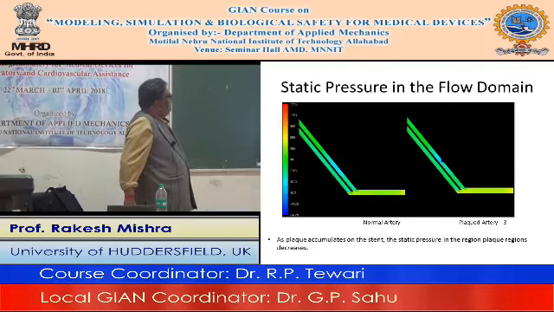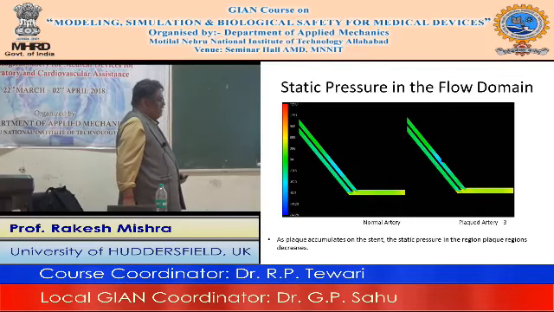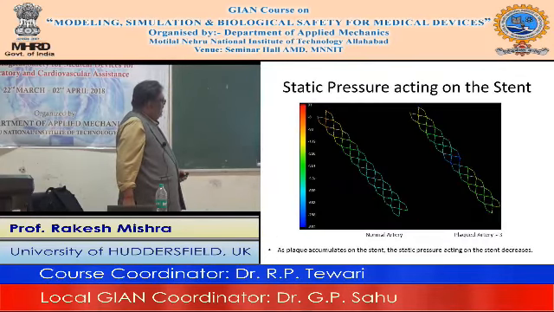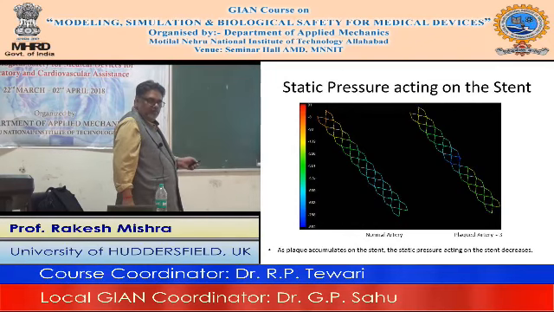Here I am showing the static pressure acting on the stent. In the normal artery with a stent, you can see this is what we observed earlier. Pressure was going down here, but in this case pressure has gone far low in the stented part. This is the stented plagued part. Pressure has gone a lot lower here, so it means flow is being affected.